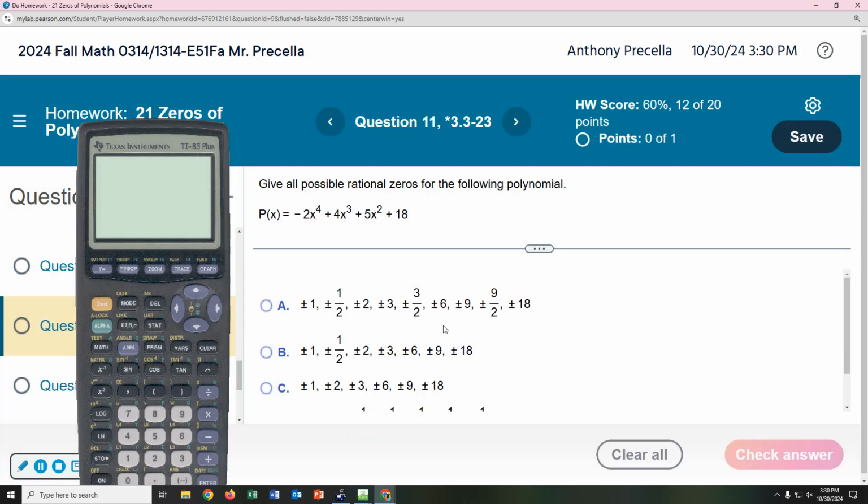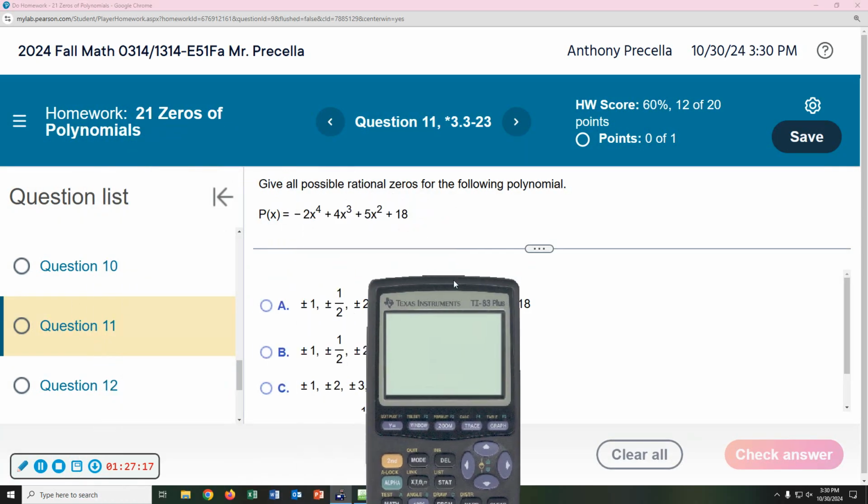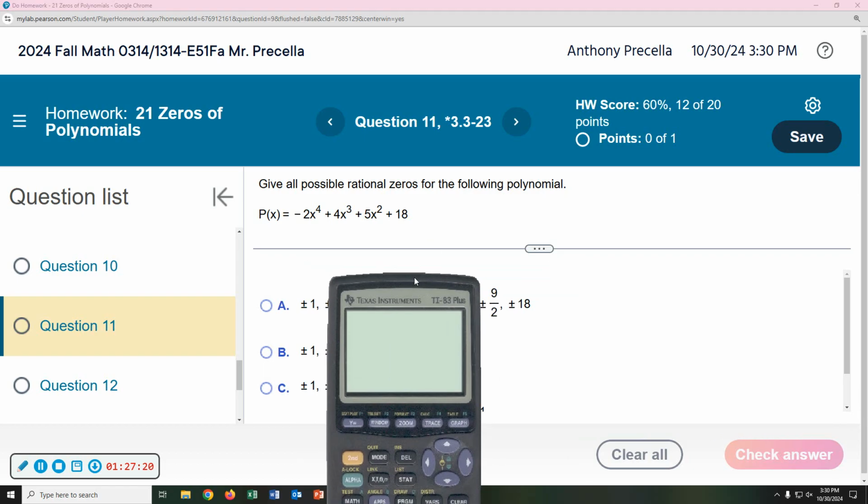Let's do one more. Y'all are so quiet. Let's do one more. This is number 11. Same instructions. Find all the numbers that could possibly be zeros of negative 2x to the 4th plus 4x cubed plus 5x squared plus 18.